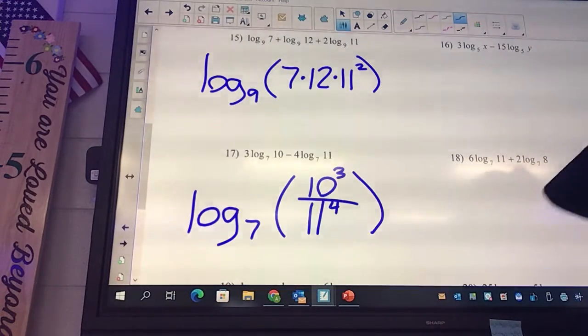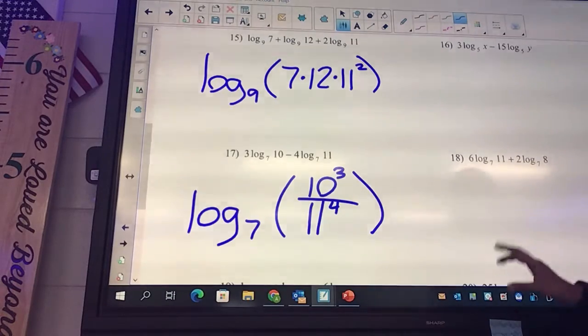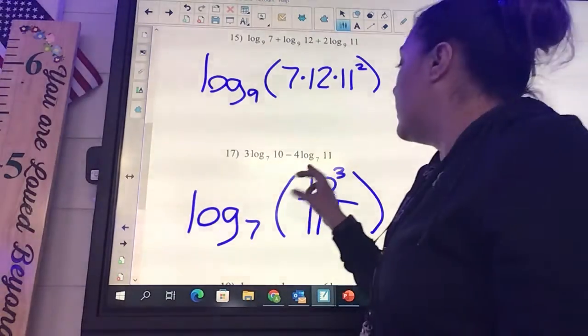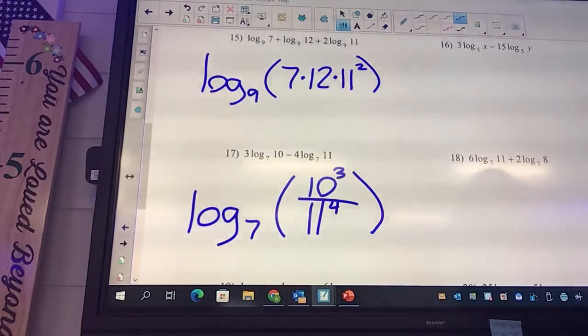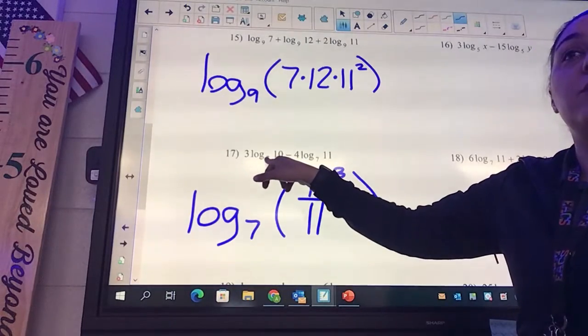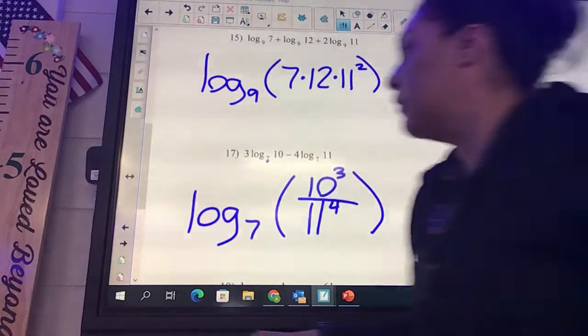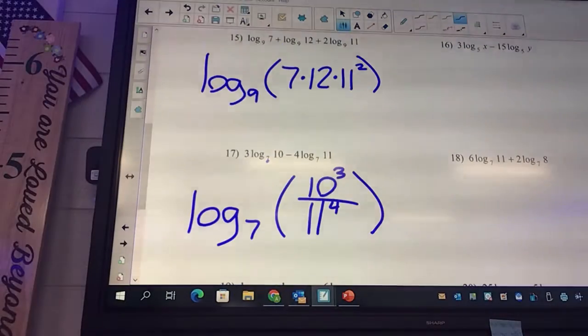What happens if there's not a number next to the log? Like the 7, number 17. There is a number next to the log. But what happens if there's not a number next to log? If there's no number next to the log, what is it? 10. Okay. We talked about that yesterday.